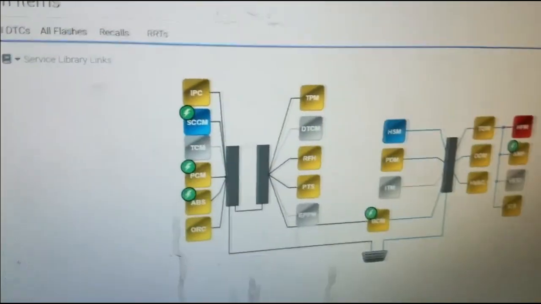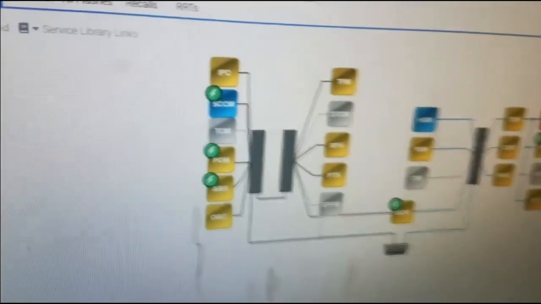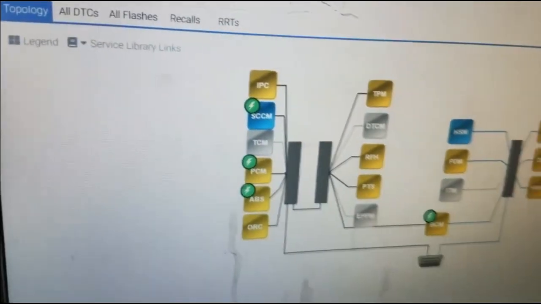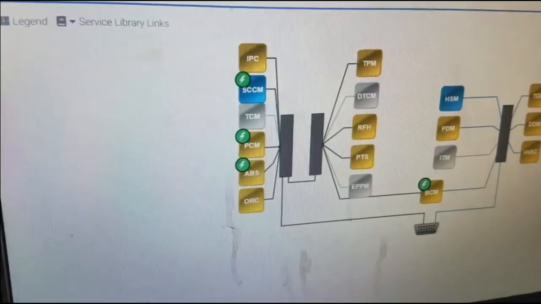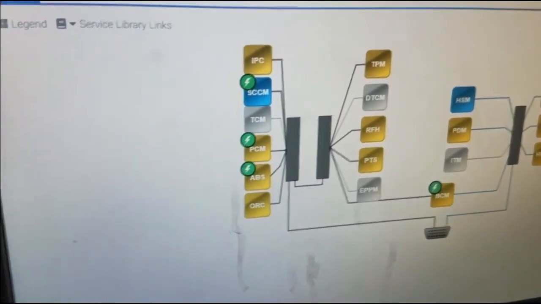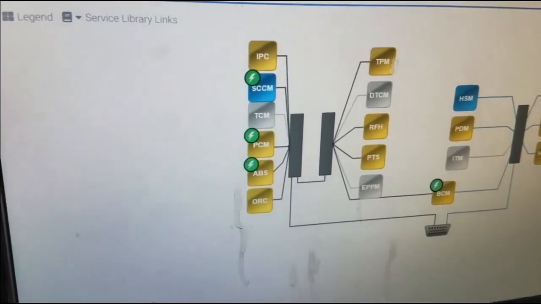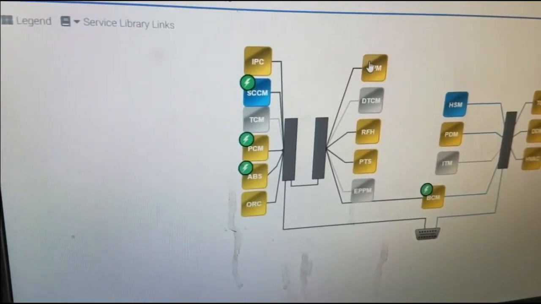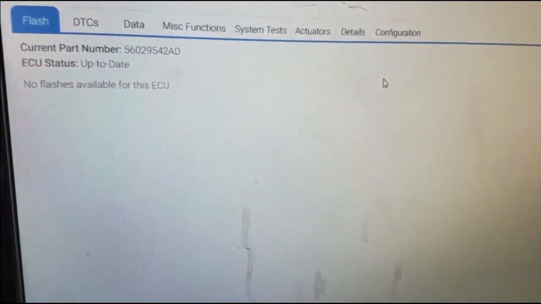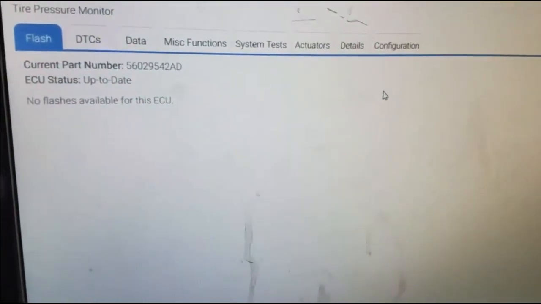All right, guys, I'm here at the computer. Whoa, a lot of yellow over here. Okay, let's see what's going on. What we want to look at is TPM. What is that? It stands for tire pressure monitor. Okay, the tire pressure monitor module.